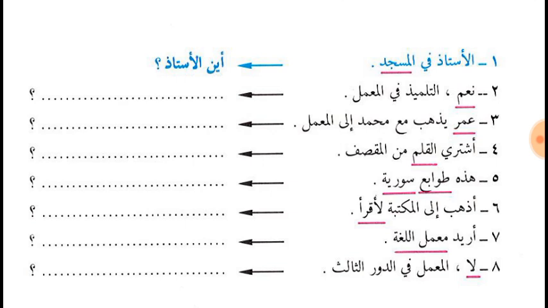Yes, now Asiya, make a question for the next. Hadhihi tabi'a Suriya. This is a stamp of Syria. Okay, so what is this? Hal hadhihi tabi'a Suriya? No. When we use hal, we use naam or la in the answer. So here we don't see any naam or la. The question is, what is this? Maza? Ma hadhihi? What is this? Ma hadhihi. Yes. Hadhihi tabi'a Suriya. This is a stamp of Syria.